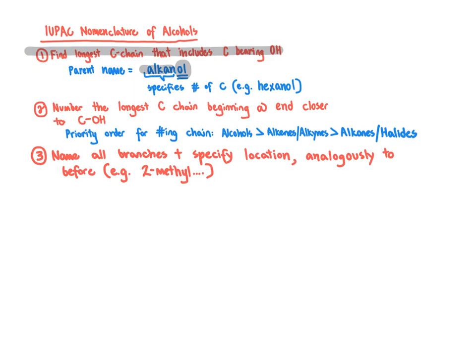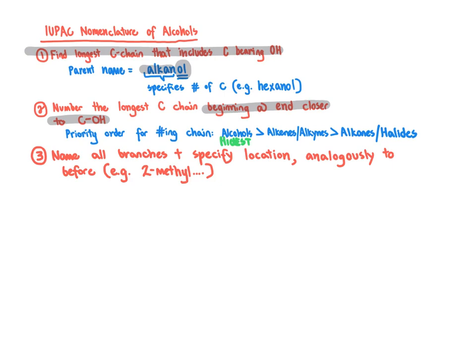Then what you'll do is number that longest carbon chain that you found in step 1, beginning at the end closer to the carbon bearing the hydroxy group. So the priority here in terms of deciding how to number the chain is that alcohols are going to take, of the functional groups we talked about so far, the highest priority. So they are going to be the biggest factor in dictating which end of the chain you start numbering from.